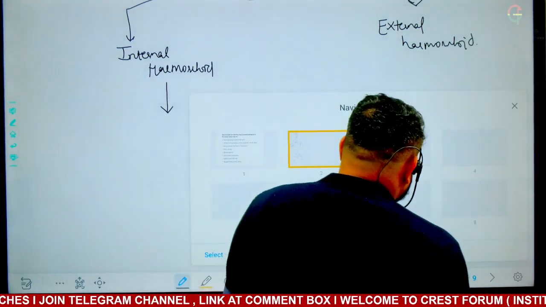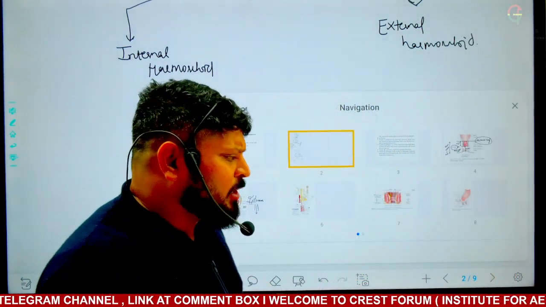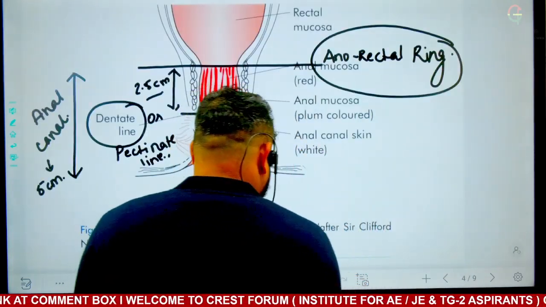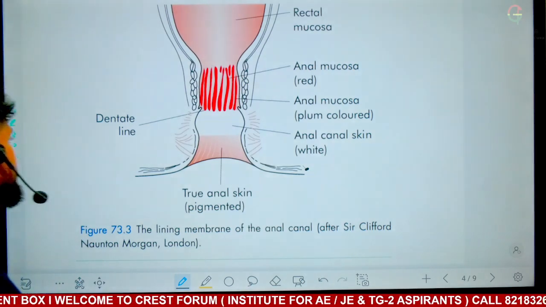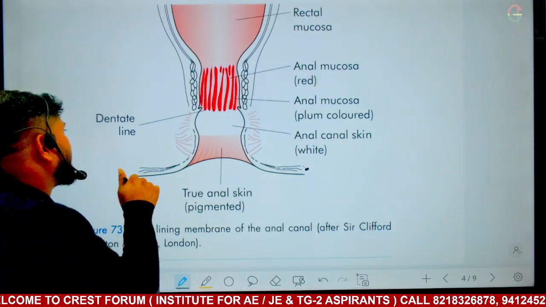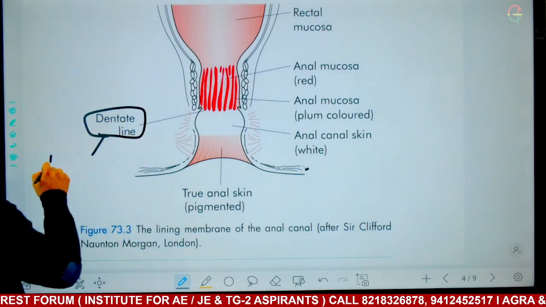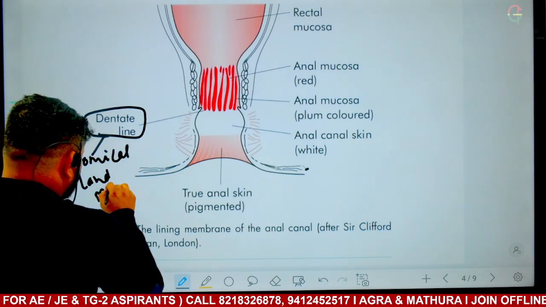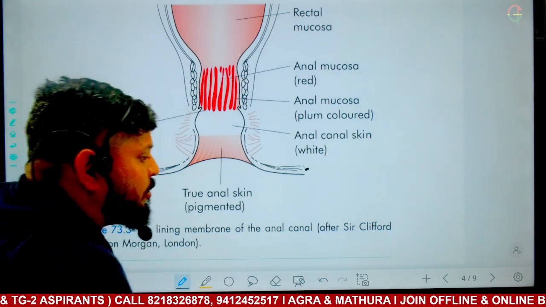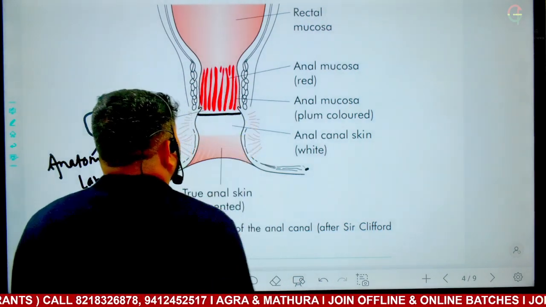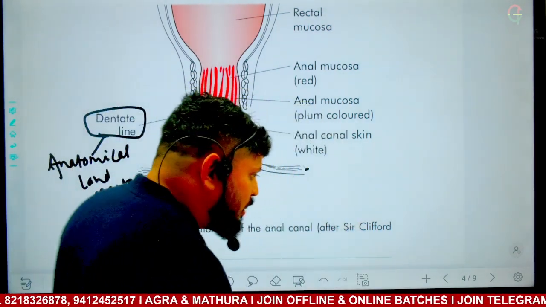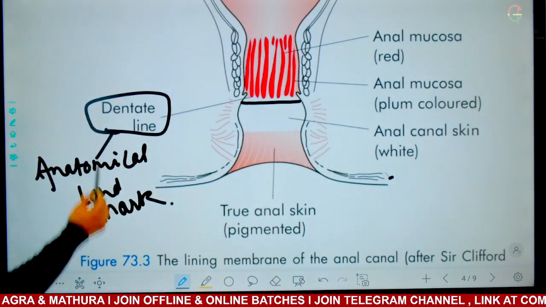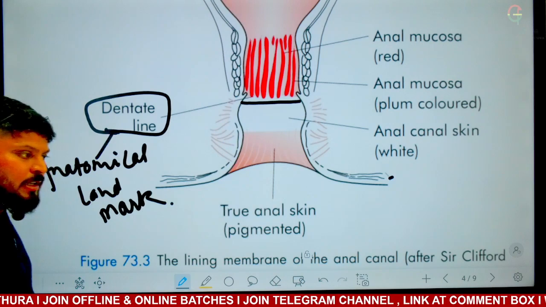Let's come to the anatomy. We will talk about the surgical aspects and the anatomical aspects side by side. Now you can see that we have already talked about the dentate line. Dentate line is the anatomical landmark which differentiates between the internal and the external hemorrhoids. It will decide whether the hemorrhoid is external or internal.